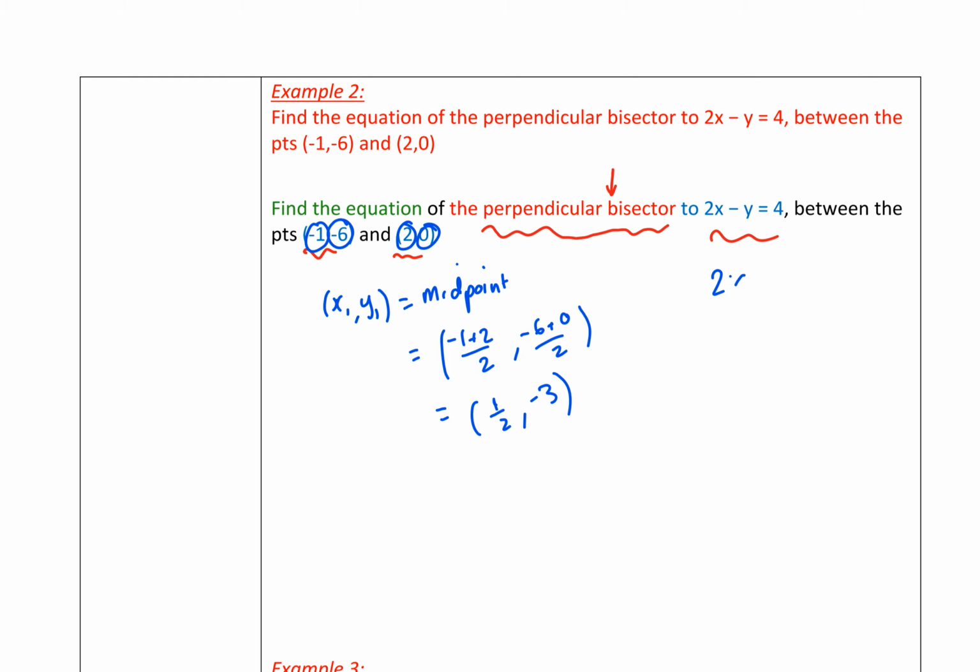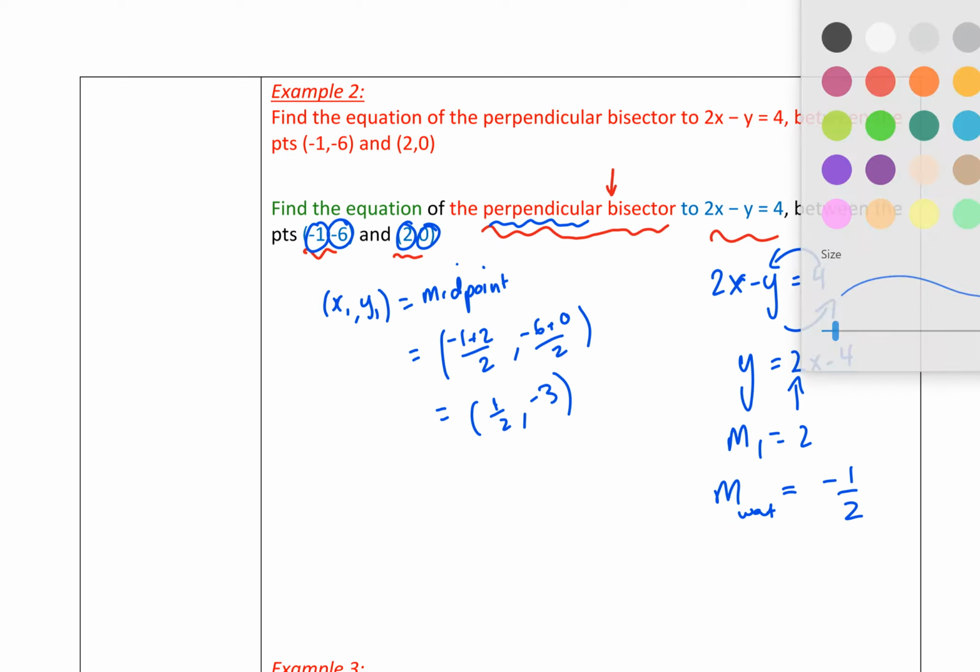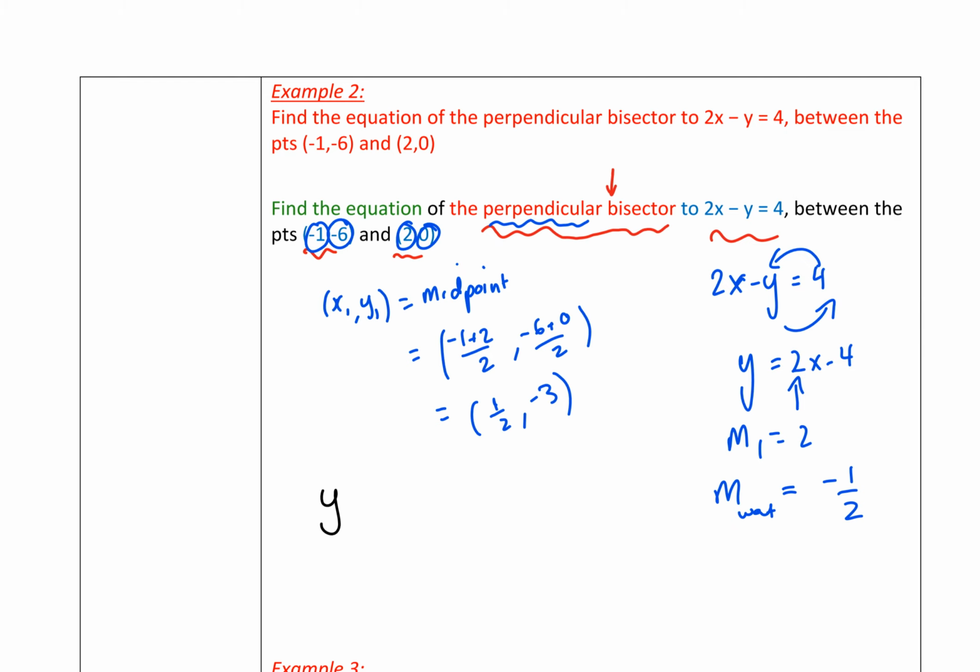My gradient, well, if I had 2x minus y equals 4, I might bring the y over and bring the 4 over, y equals 2x minus 4. My gradient for this line, m1, is 2. The fact that it's perpendicular means that the gradient that I want, let's call it m want, is equal to negative a half. Using my formula, y minus y1 equals m outside of x minus x1.